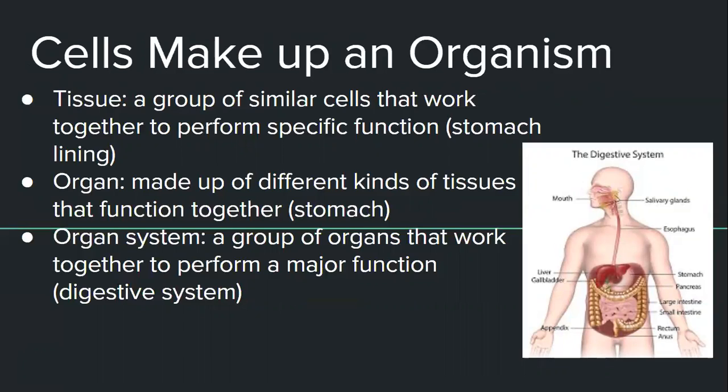The tissues make up the organ, so the stomach, the heart, the liver, anything like that. That's an organ. And then we make an organ system, let's say your circulatory system, your digestive system, things like that. So just make sure that you know what makes what and the steps to get there.